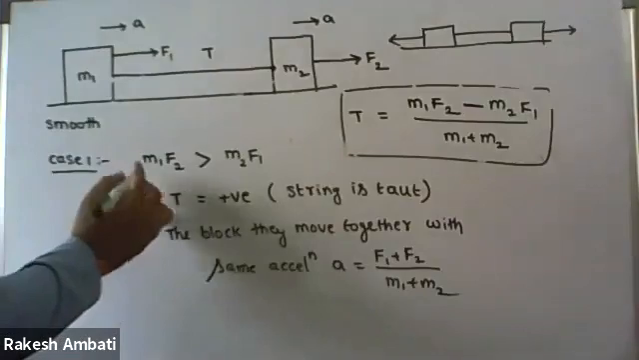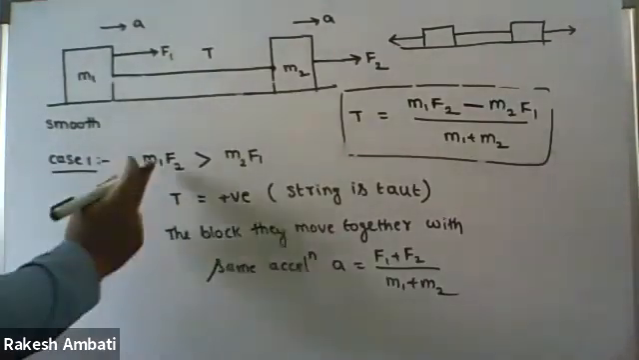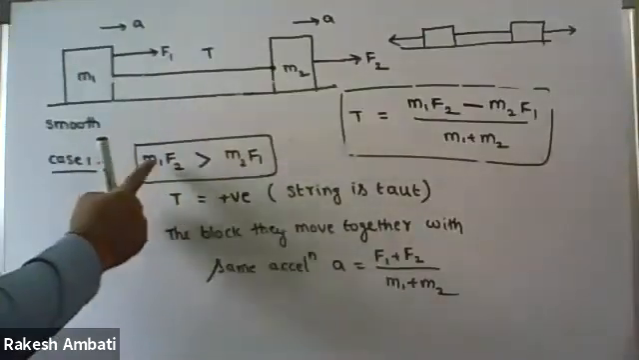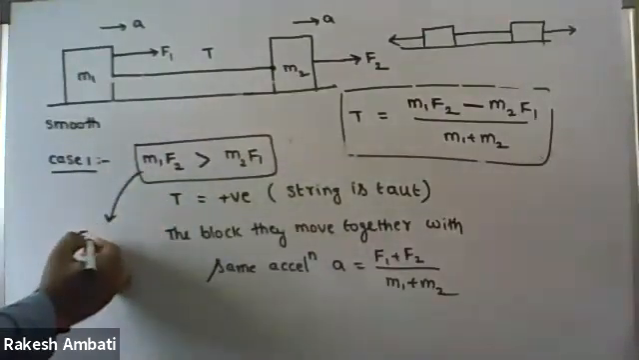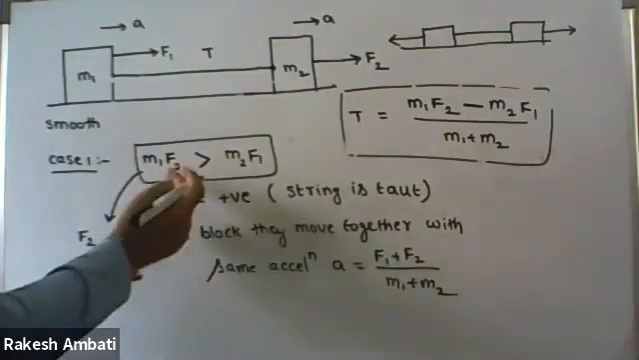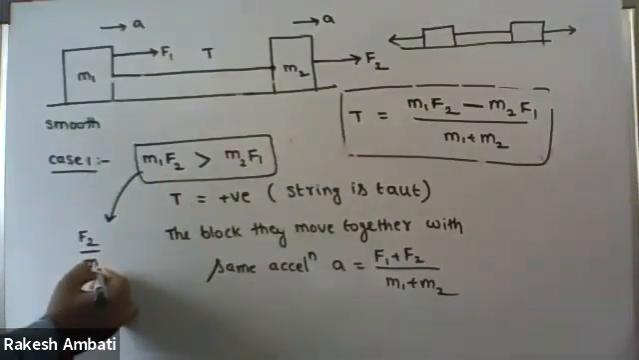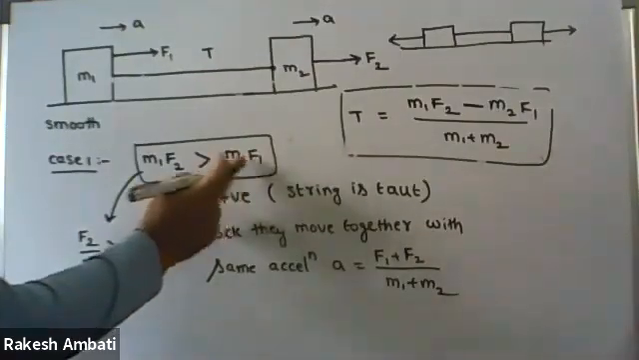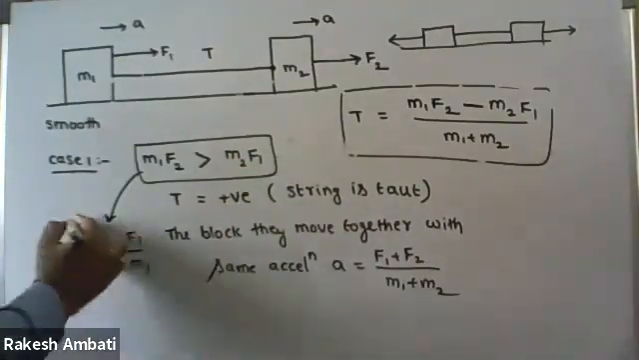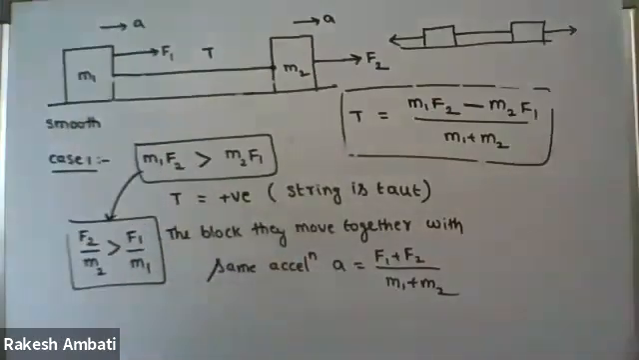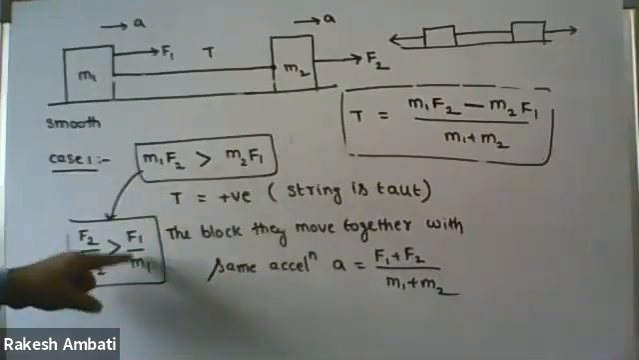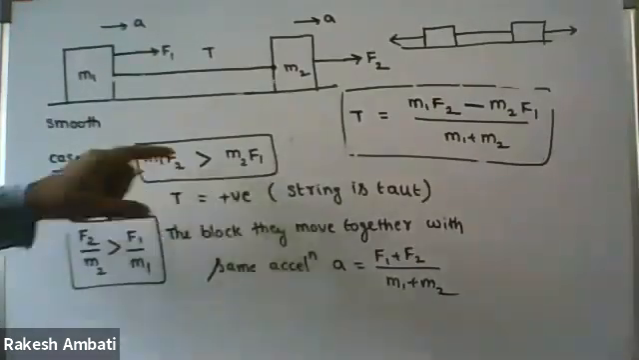Indirectly, this case is also nothing but the same, by rearranging the equation I'm writing here: F2 upon M2 is greater than F1 upon M1. So both the conditions are the same. Even if we do cross multiplication, we get the same value.